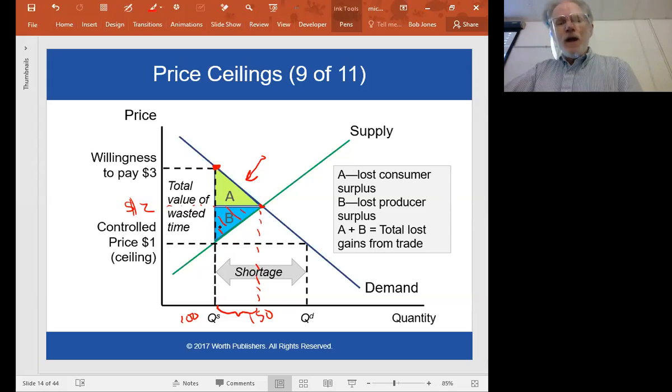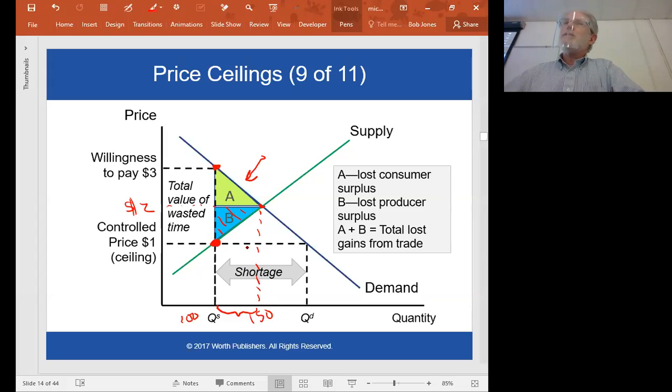Okay? A and B represent the gains from trade which society enjoys if those last 50,000 units get produced. But if we have a price ceiling, then the price is here. Producers are not willing to produce 150,000. They're willing to produce only this. And so we lose the gains from trade represented by A and B. That's the inefficiency, or the deadweight loss, created by the price control.